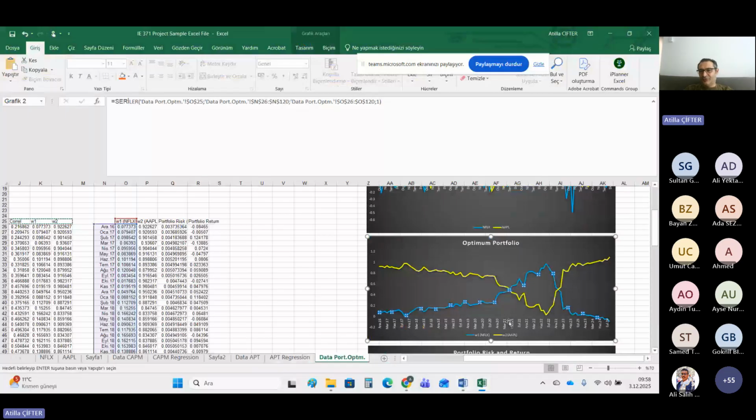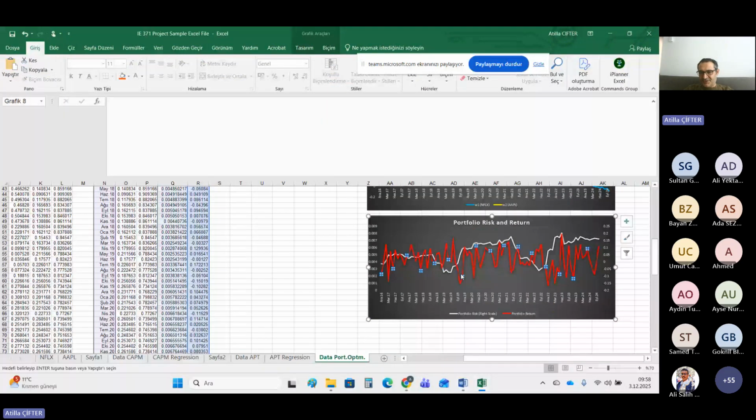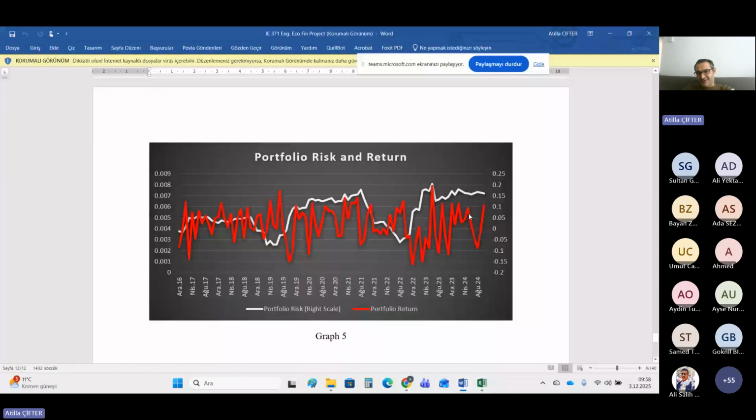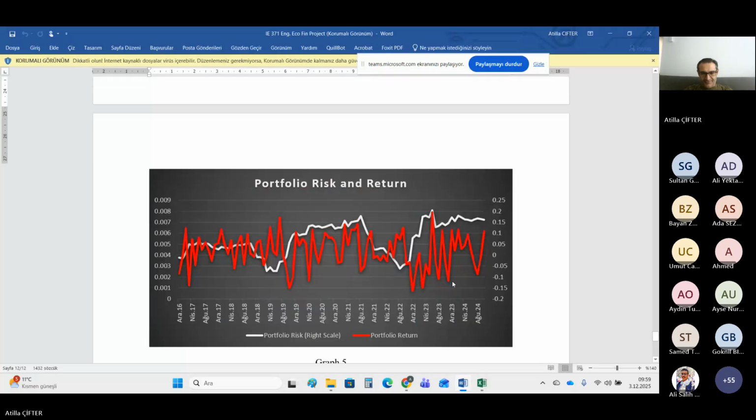It is again already calculated. Risk and return, you can see here from the graph. This is a good graph. You can see that we have, let's say, higher risk, high return, sometimes decreasing. We don't have, of course, a one-to-one relationship, but it seems that when we have a higher risk, then we have a potential increase in portfolio return.